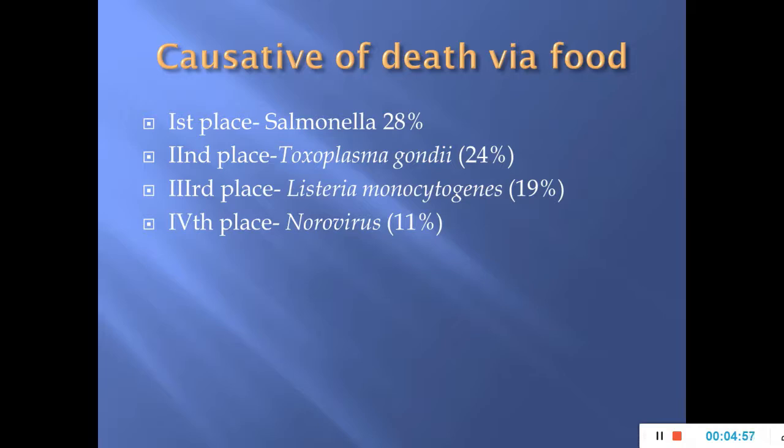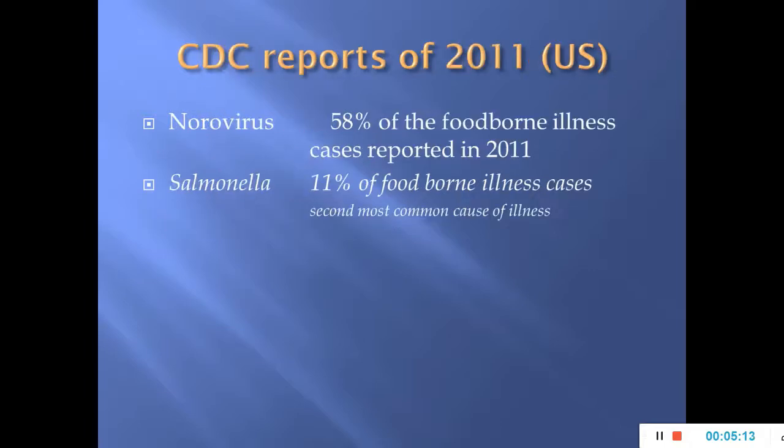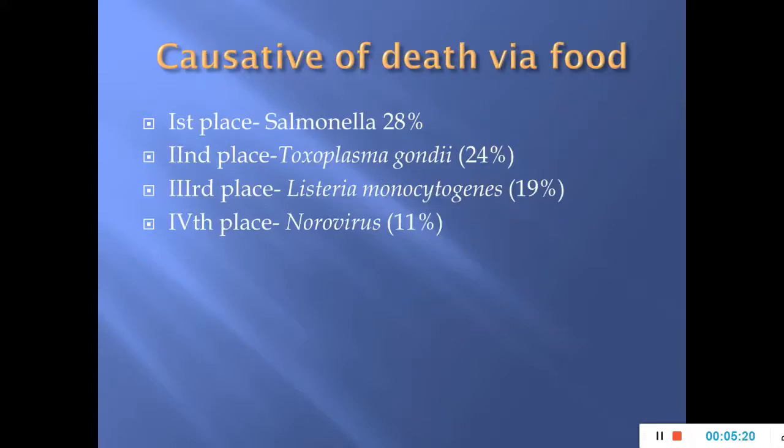And as the cause of death via food, the first place goes to Salmonella with 28%. The second place goes to Toxoplasma gondii, the third place goes to Listeria monocytogenes, and the fourth place goes to norovirus. So you should remember that norovirus causes more illness, but the most deaths are caused by Salmonella.